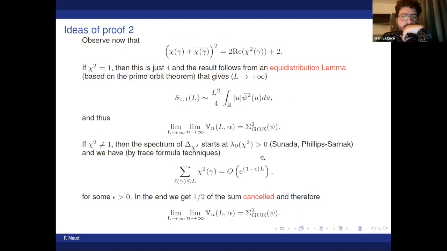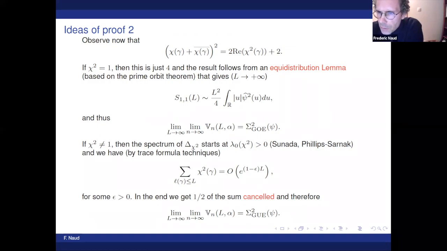I'm not sure it's very clear. You mean this result here? Yes. So for abelian characters, you do have some quite precise results.